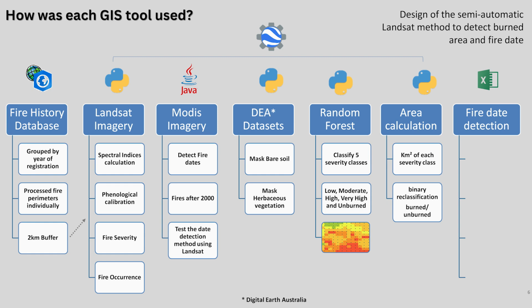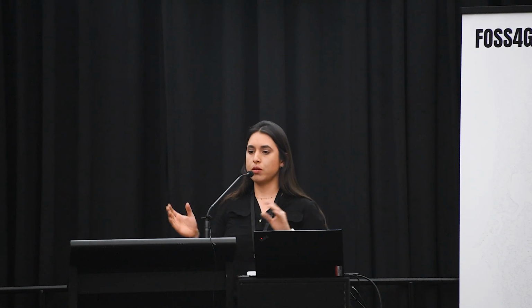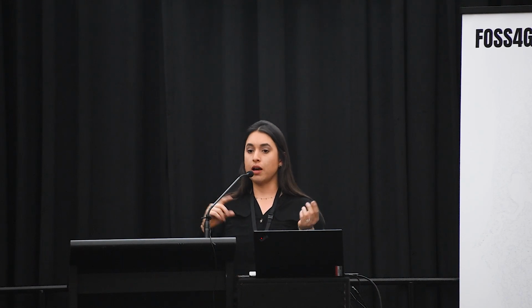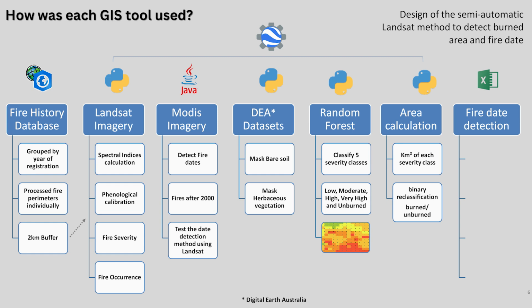So after calculating severity in each fire perimeter, I managed to calculate the total area of each severity class in each fire perimeter, where I created a binary reclassification. I separated all the pixels that were unburned from the pixels that were burned, and that was the main mechanism that allowed me to identify the area burned within the fire perimeters.